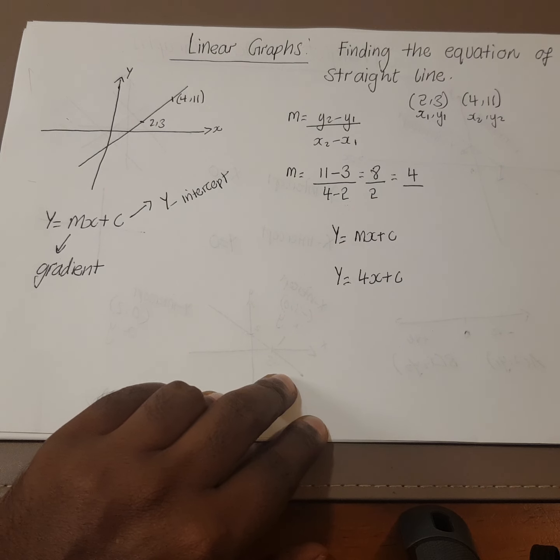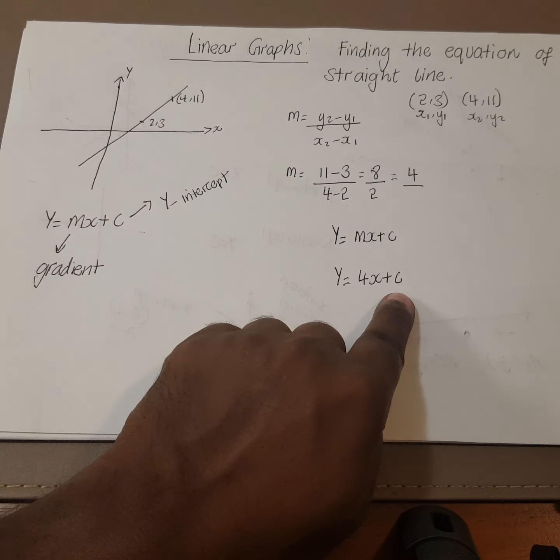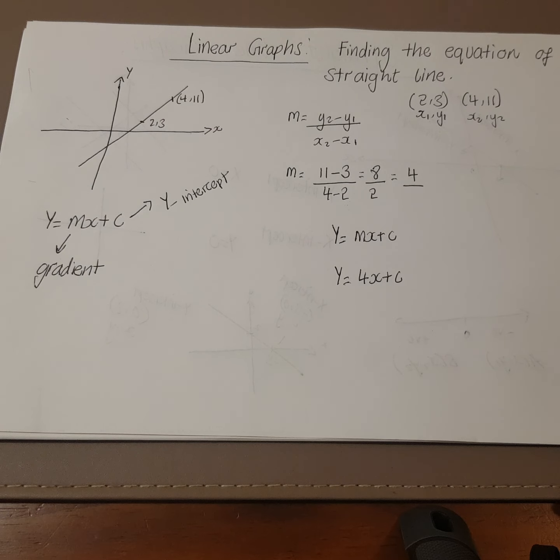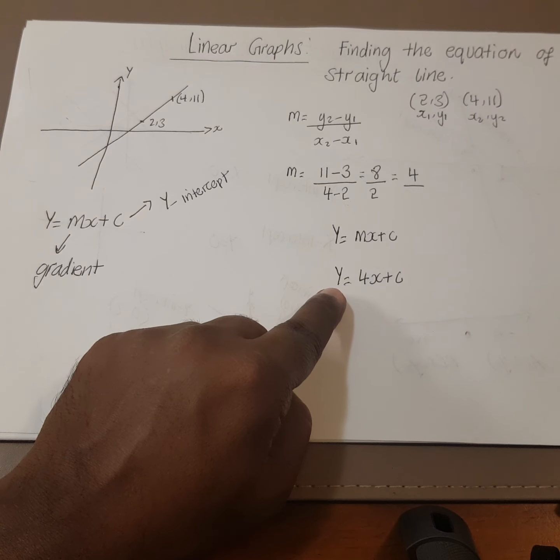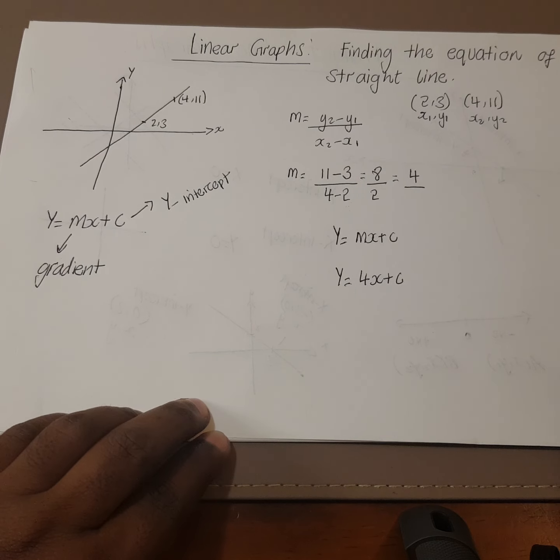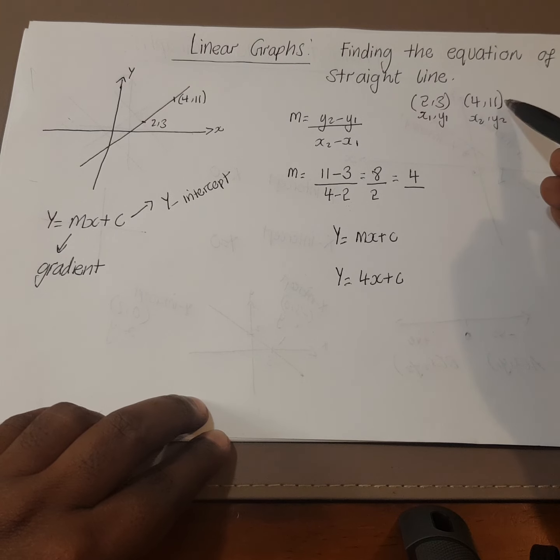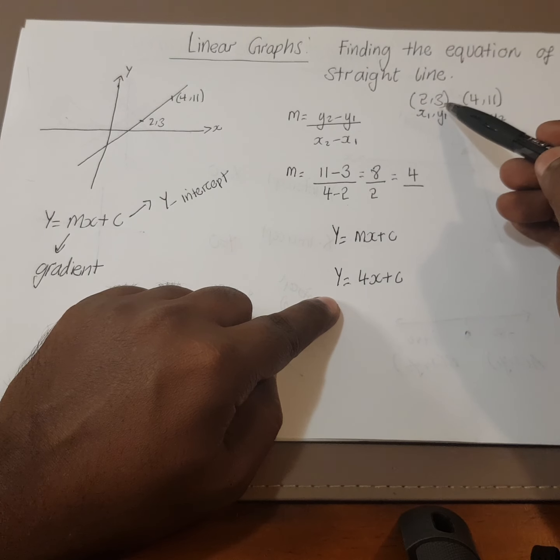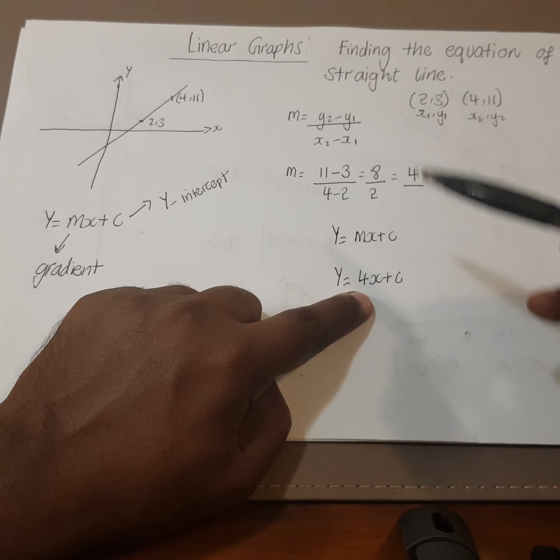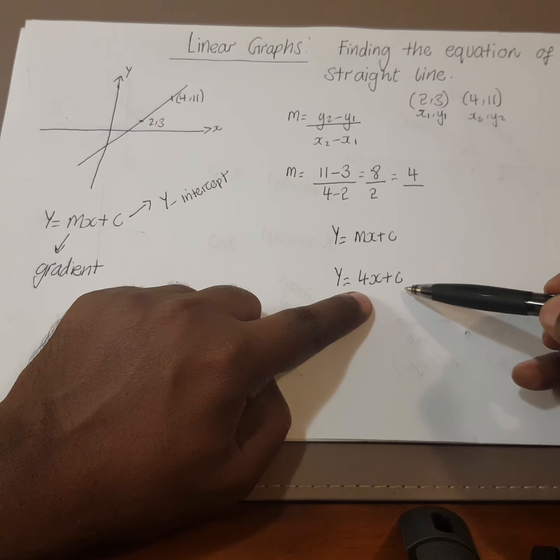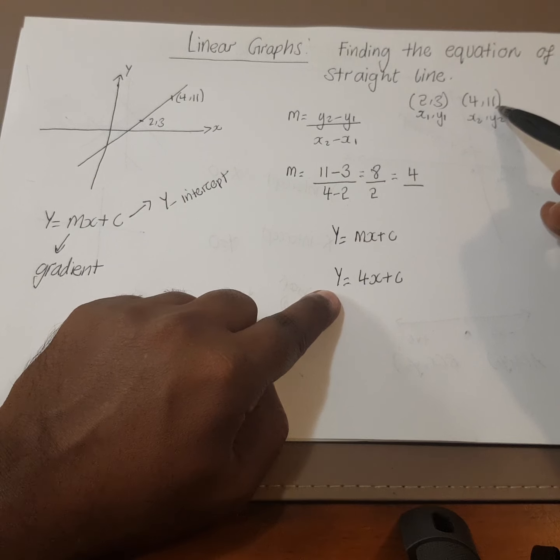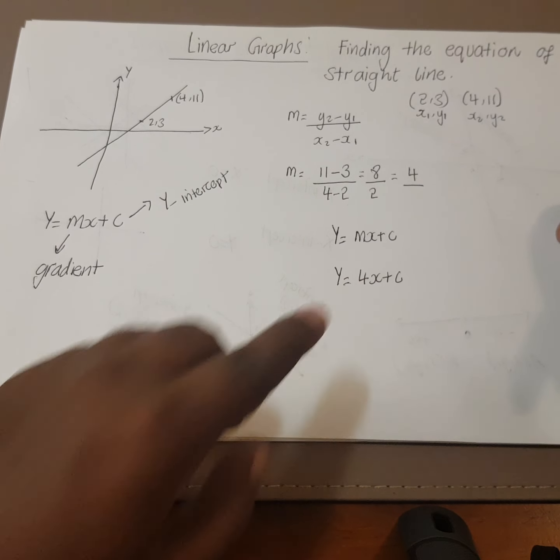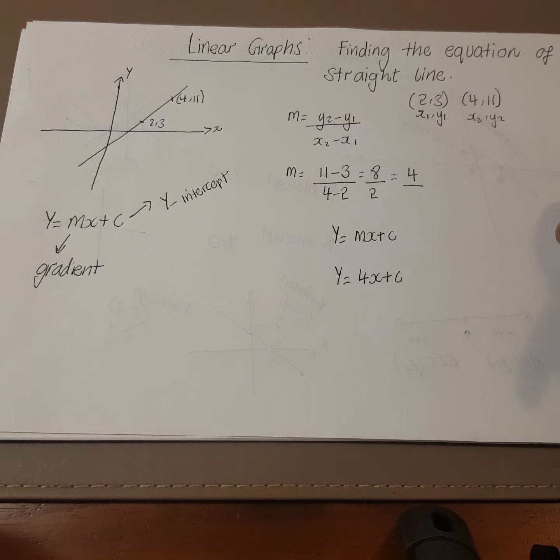Now, what do we do from there? The next step is we need to find the value of c, which is your y-intercept. Now, in order to do that, you've got to pair y and x. Now, you could either use 2, 3 or 4, 11 in this equation to find the value of c. All right, so in other words, you could put y as 3 and x as 2, and then you find the value of c. Or you can alternatively put y as 11 or x as 4. All right, either way, you're going to get the same answer, and I will show that to you.